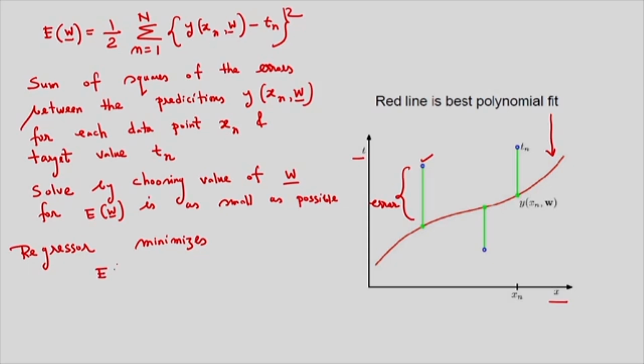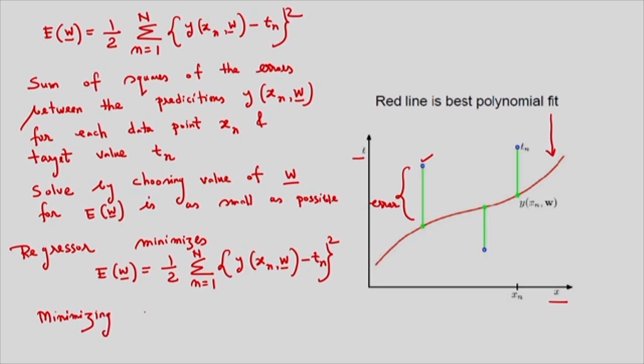the error. What is the error? Error I have already defined. So, it is 1 by 2 summation n is equal to 1 to N of y(x n) minus t n, where y is the predicted value and t is the target value, and we are considering the mean square error. So, the meaning is minimizing the error on the training samples.